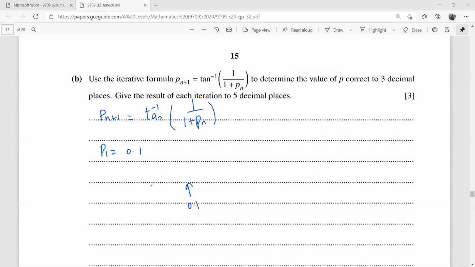Now, keeping your calculator's mode in radians, please tell me what is going to be P2. This is mandatory part. You have to show this working here. That is going to be tan inverse of 1 over 1 plus, and please keep that inside the brackets here, okay? So who will tell me what is this? Yes? Sir, 0.7378. Correct to 5 decimal places, beta.